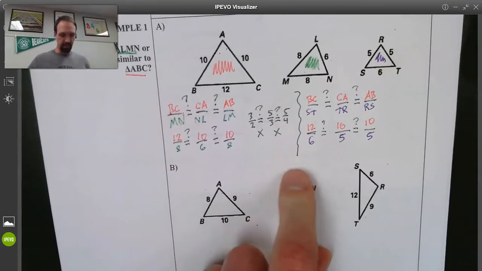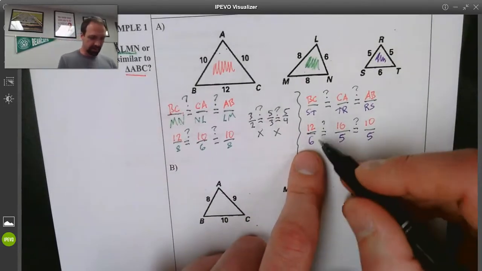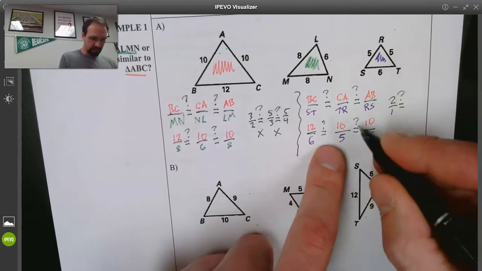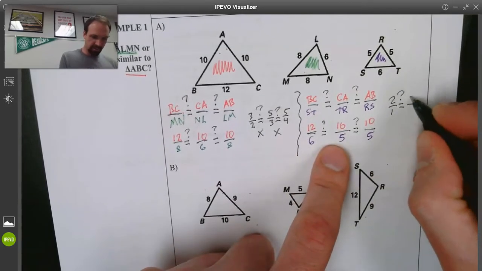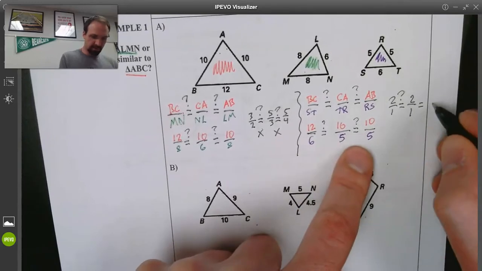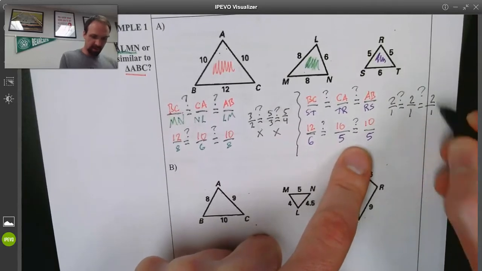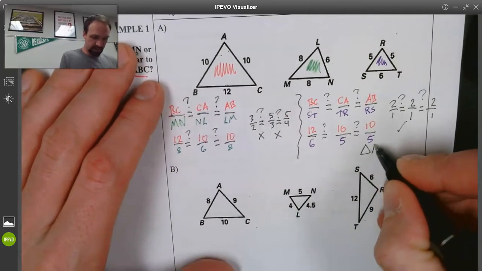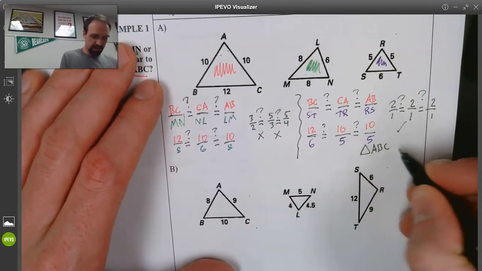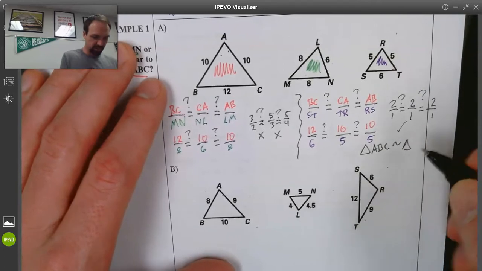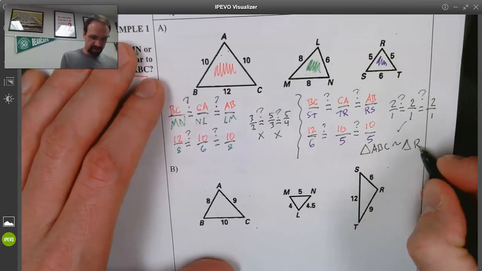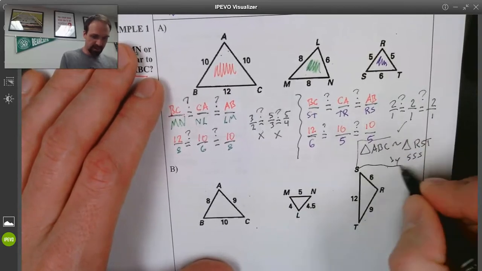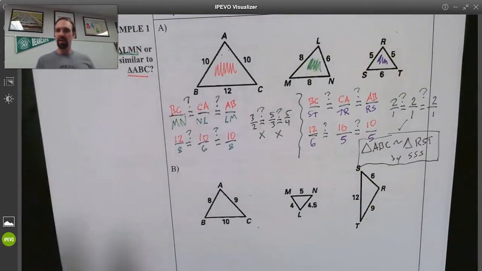So now, when I reduce these, hopefully they reduce down. 6 goes into both of those, that's 2/1. Equals 5 goes into both of those, that's also 2/1. 5 goes into both of those, that's also 2/1. And this is. So that means that triangle ABC is similar to triangle RST. And this is by the side-side-side similarity. So that one's set.